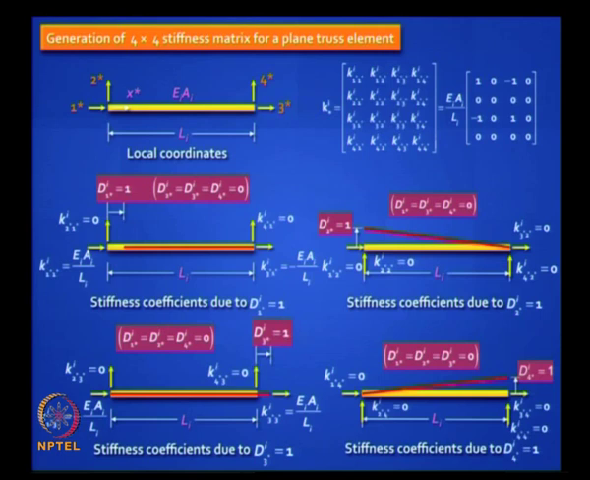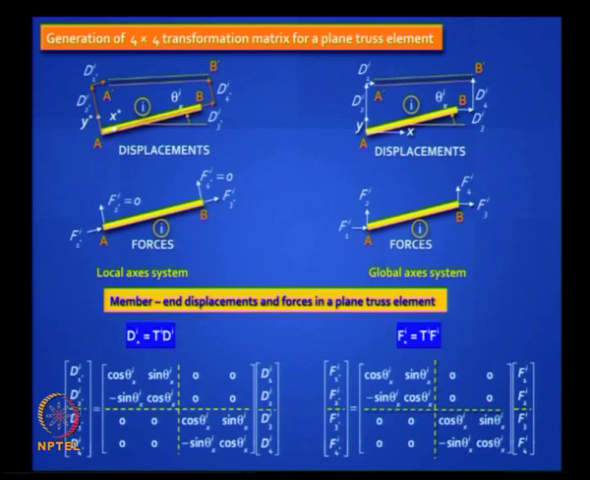Then we looked at the plane truss transformation matrix. You remember we use this cos theta sin theta transformation. We need to invoke the same transformation when we do a plane frame element. We next looked at the beam element.